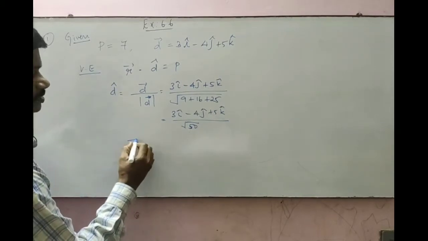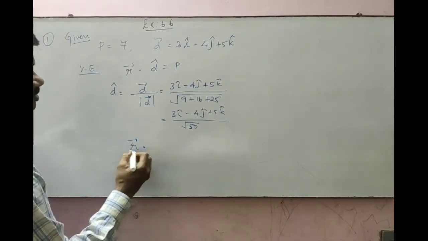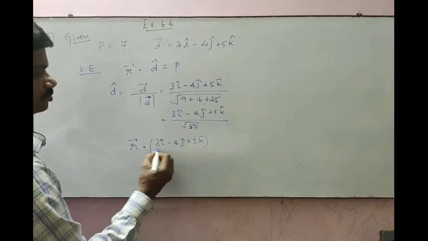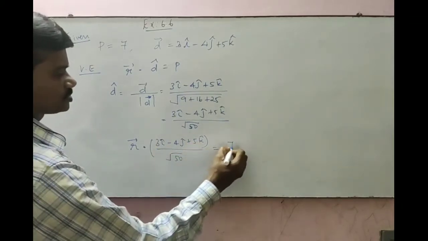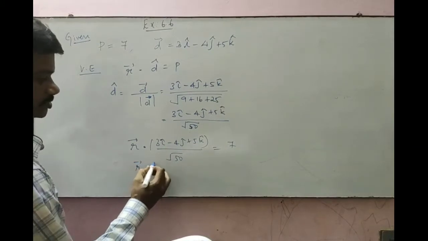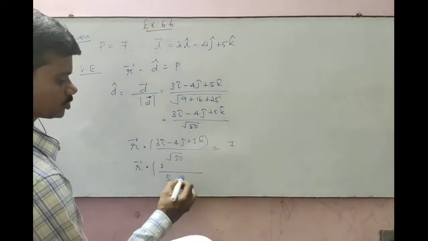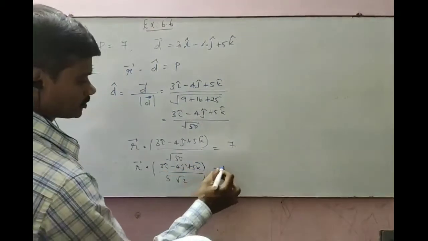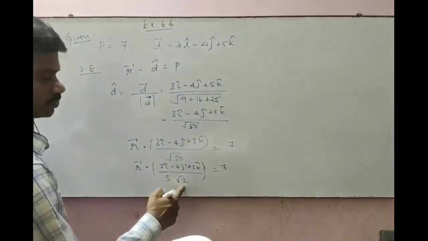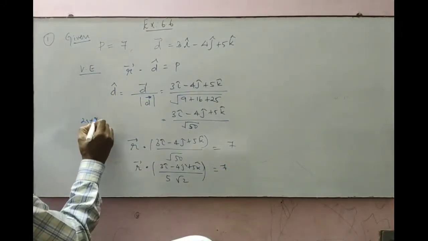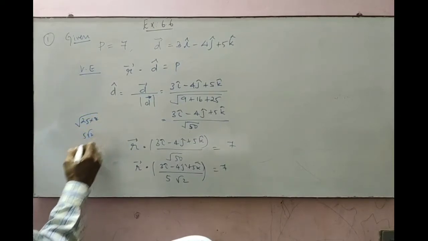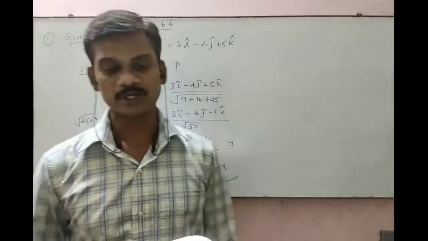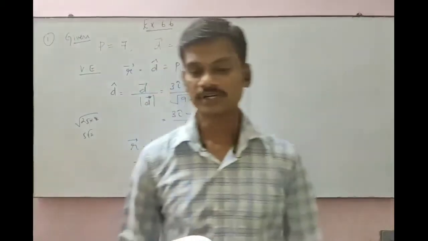Now you use the value in this formula. R dot d cap is 3i minus 4j plus 5k by root 50 equal to 7. Okay, root 50 can be written as 5 times root 2. Root 50 எப்படி எழுதலாம்னா 5 root 2 னு எழுதலாம். Root 50 25 into 2 னு பிரிக்கலாம். 25 root out வெளில வந்தா 5 root 2. So r dot 3i cap minus 4j plus 5k cap by 5 root 2 equal to 7. This is the vector form of the plane. Cartesian கேக்கல, so no need to find out.